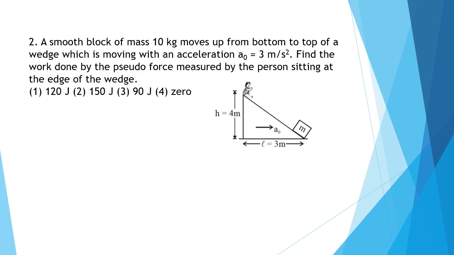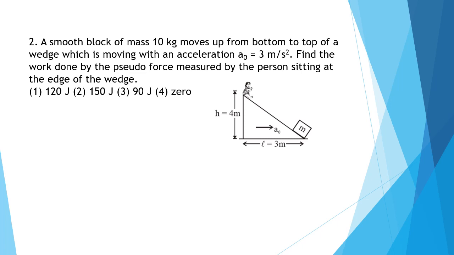Question 2. A smooth block of mass 10 kg moves up from bottom to top of a wedge which is moving with the acceleration a0 equal to 3 meter per second square. Find the work done by the pseudo force measured by the person sitting at the edge of the wedge. So you can see the figure, a person is sitting at the edge of the wedge and we have to find the work done as observed by that person.